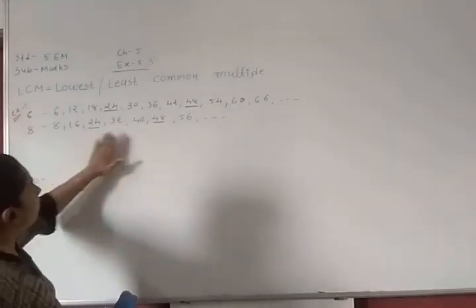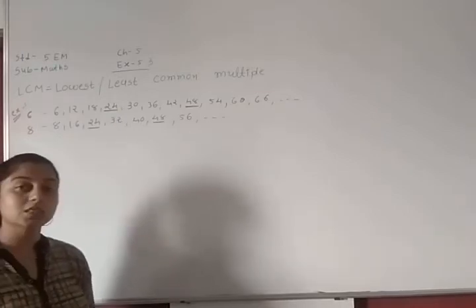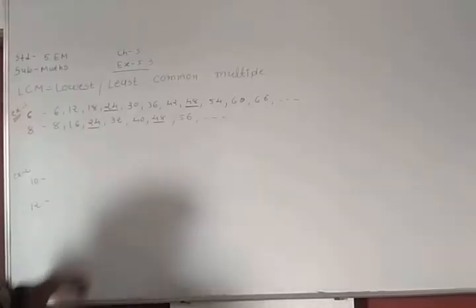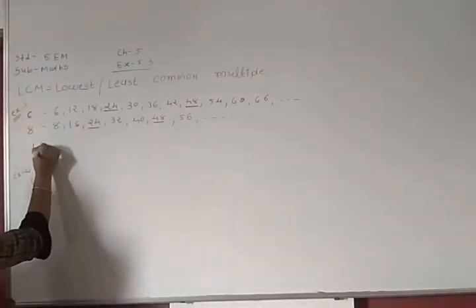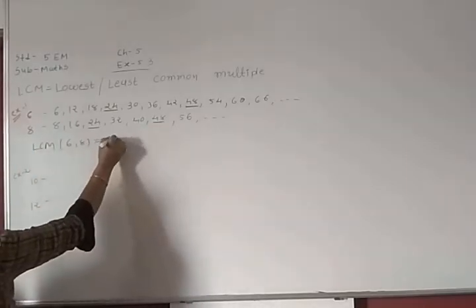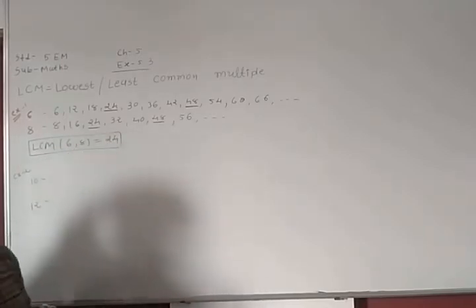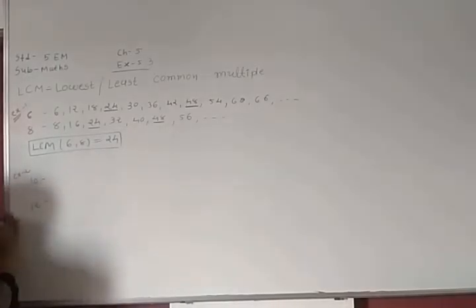તો આ બધા common multiples થયા. આમાંથી સૌથી નાનો multiple કયો છે કે જે બંને પાસે છે? That is here, 24. Okay? So we got the answer. LCM of 6 and 8 is equal to 24. 6 અને 8 નો LCM આપણને મળી ગયો, 24. Clear? Now next example, 10 and 12.